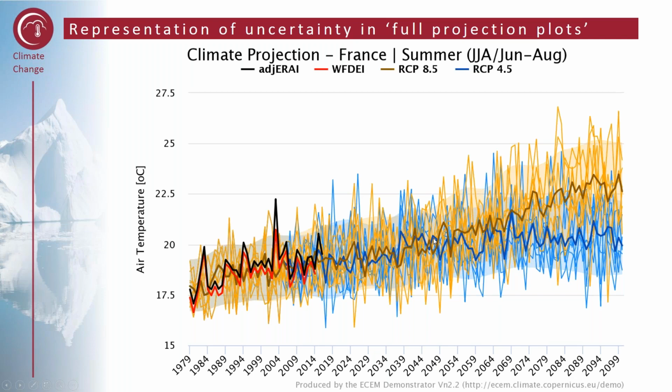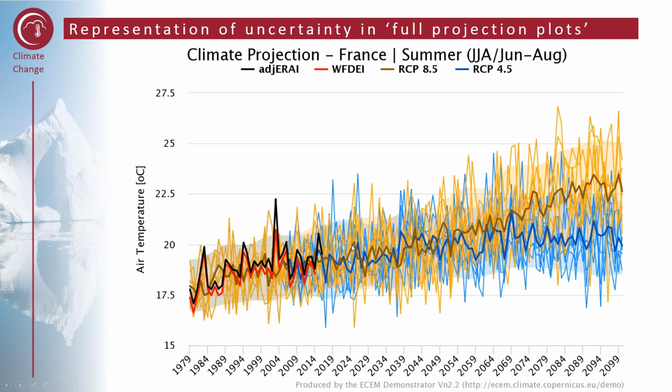This is all documented on the demonstrator, so I'll just go through fairly quickly. What we're looking at here is the ensemble mean for RCP 8.5 and for RCP 4.5. I should say this is summer temperature for France. You can see the individual models, which are the thinner lines, and then the max-min range for each time step across the models shaded to give us an indication of the intermodel range. We've also shown 2 different sets of observations, both of which Phil Jones talked about, so adjusted ERA-Interim and WFDEI.